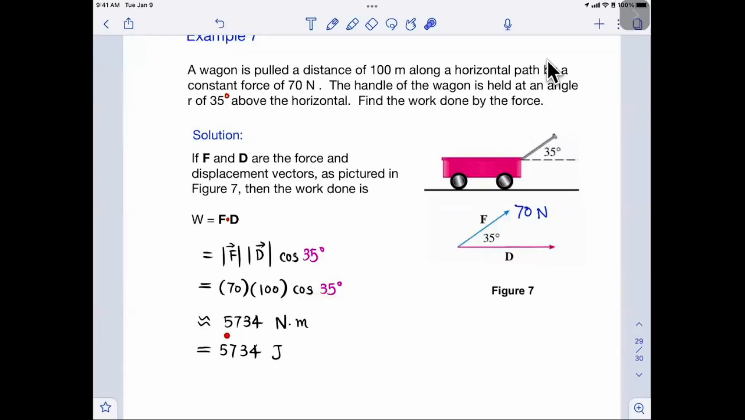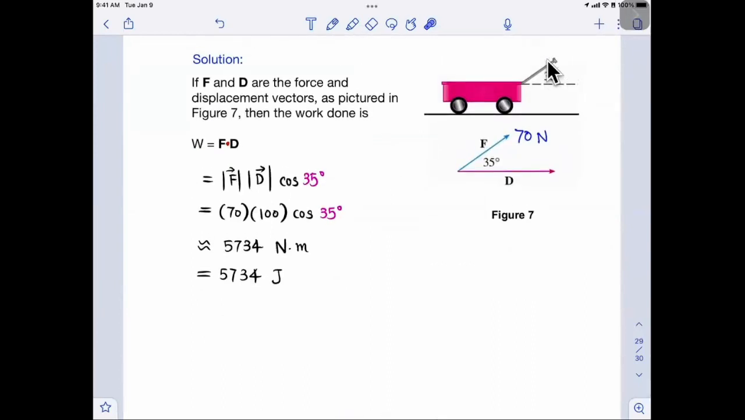We did the calculation and it turned out to be 5,734 Newton times meter. Another way to express this unit is joule. So that's the result: how much work is done by pulling this wagon 100 meter along this horizontal direction with a constant force of 70 Newton. And that's the end of the dot product. Do you guys feel okay with it?